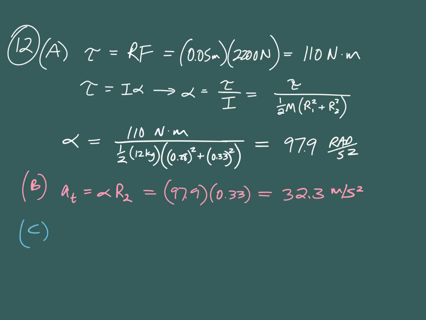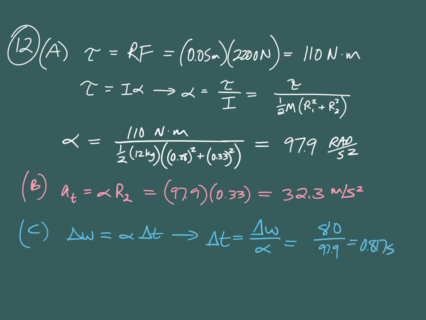Part C. How long, starting from rest, does it take to reach an angular velocity of 80 rads per second? So change in angular speed equals alpha delta t. So my delta t is the change in that speed over the acceleration. Change in speed was 80. Acceleration is 97.9. Takes less than a second. 0.82 seconds roughly. That is the end of that problem set.